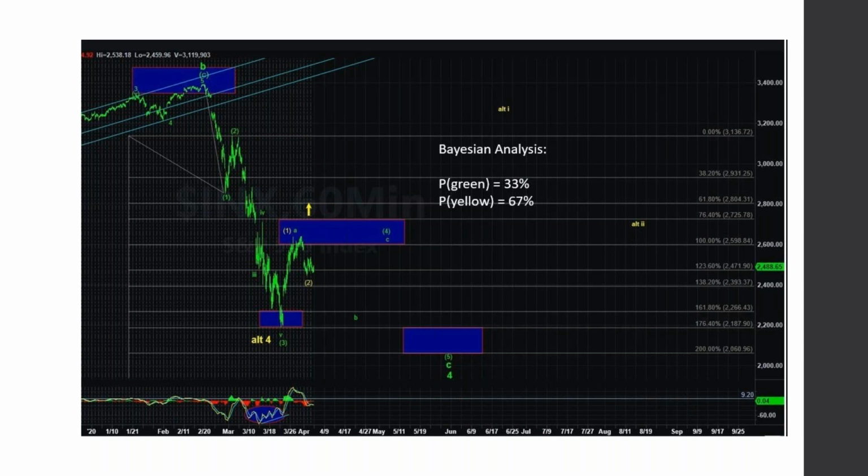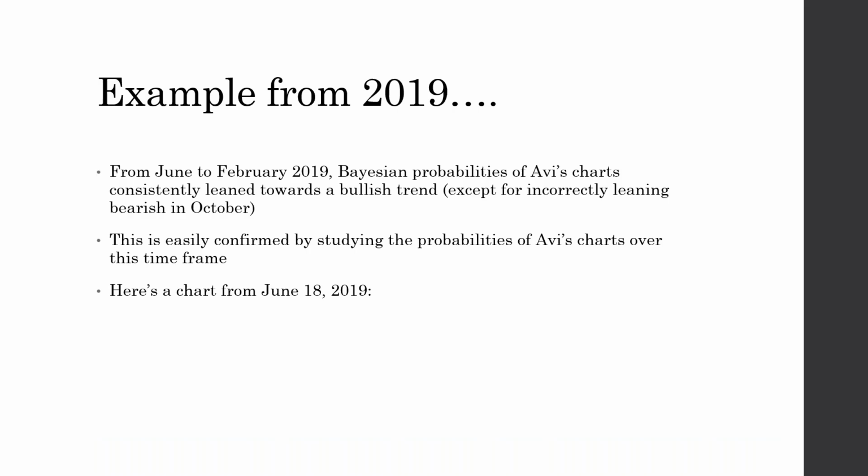Keep in mind that if I'm going to start putting my hard-earned dollars to work on the yellow count beginning last week, there's a 33% chance that I'm wrong and this could backfire on us. Now, we've been very fortunate that the higher probability has worked out for us. If you've been following along, you'll see that a lot of times the higher probability counts do work out quite well, if you are willing to digest and process information and build your trading plans appropriately. All right, let me move on to another example.